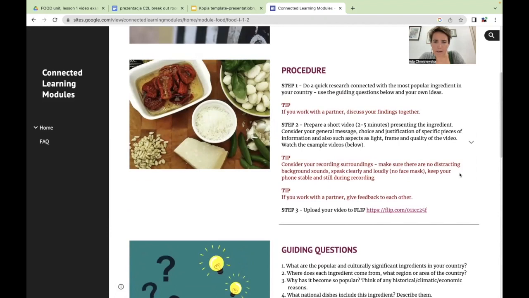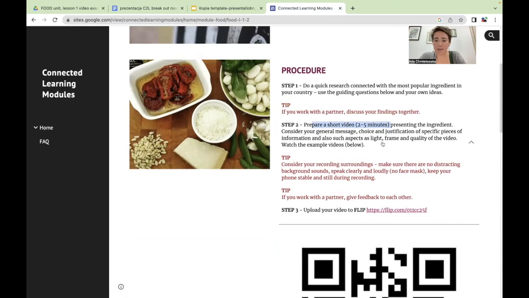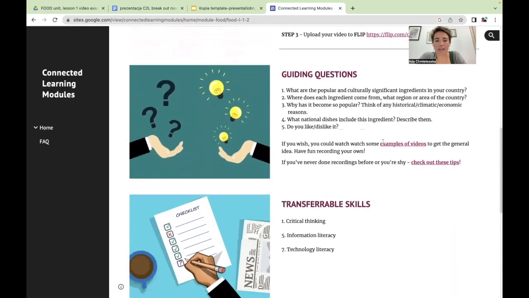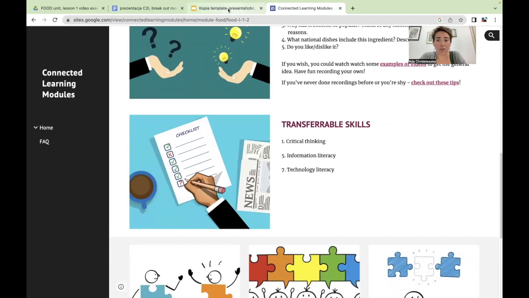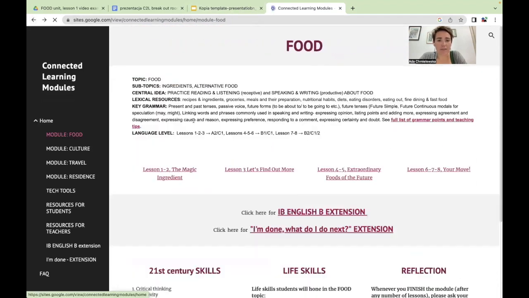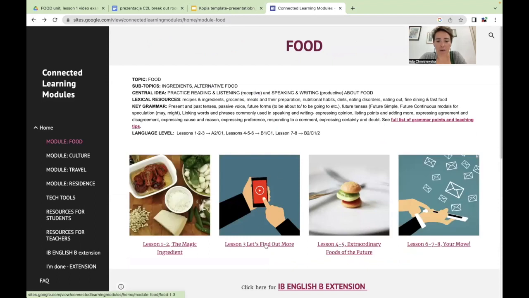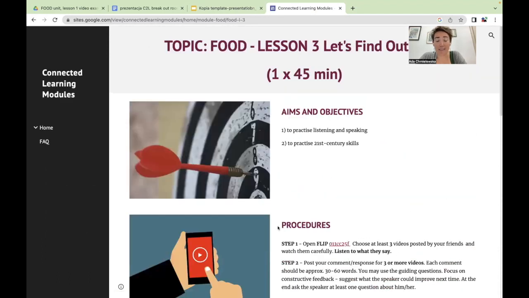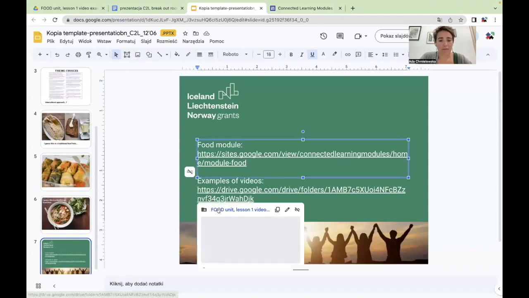and prepare a short video, 2 to 5 minutes, presenting the ingredient. And after it's done, I'm not going to tell you, I'm going to show you. After it's done, we're coming to the third lesson, and this is the moment when the international collaboration happens, because students exchange their ideas. I would like to show you examples of what students have done.